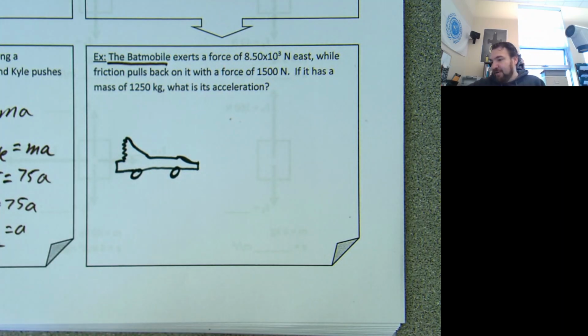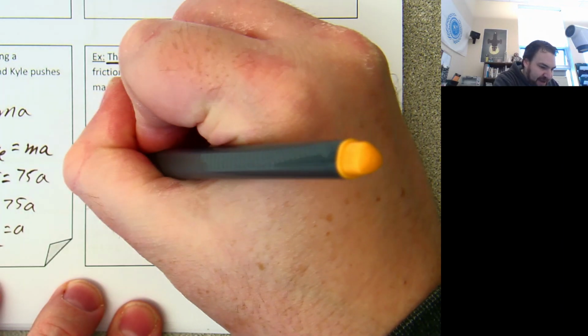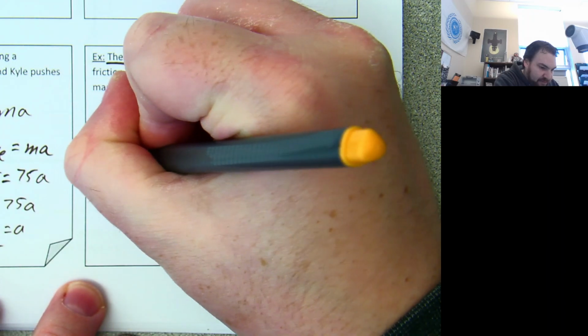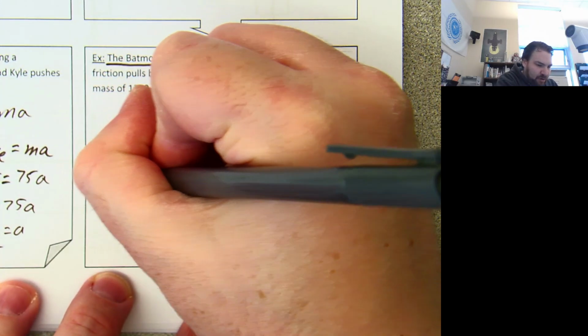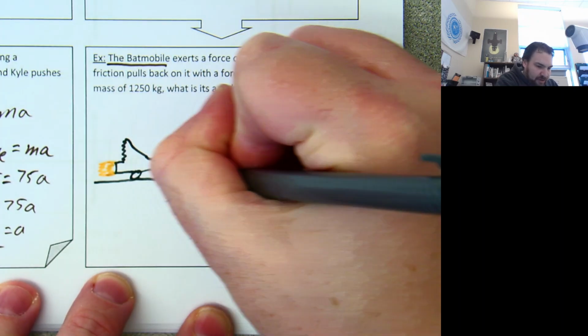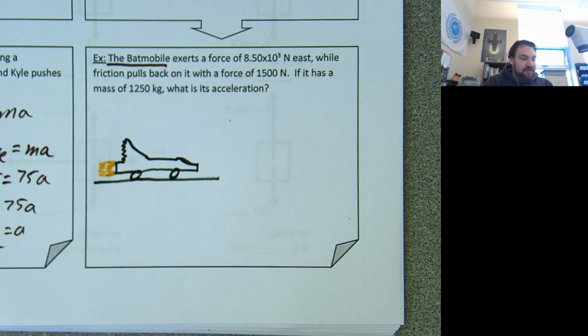You know, the Batmobile, totally unnecessarily, always has flames coming out of the back. Wildly unnecessary, but that's okay. They're cool. There's the Batmobile.